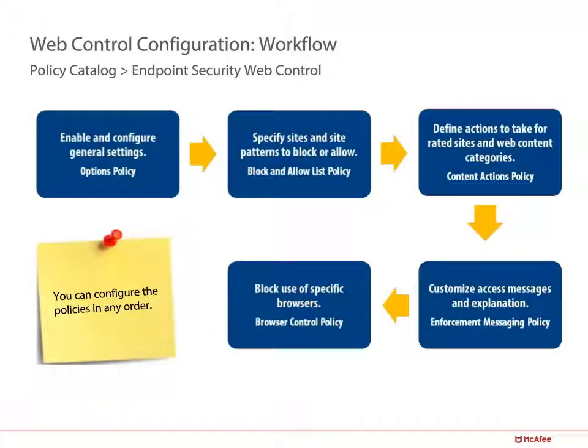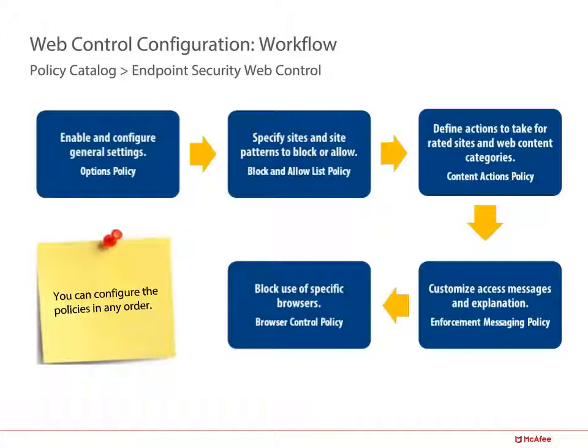The workflow for the web control configuration is to access the policy catalog and select the option for Endpoint Security Web Control. You can enable and configure the general settings within the options policy. Then you specify the sites and the site patterns to block or allow, and that would be your block and allow list policy. Define the actions to take for rated sites and web content categories. That would be our content actions policy.